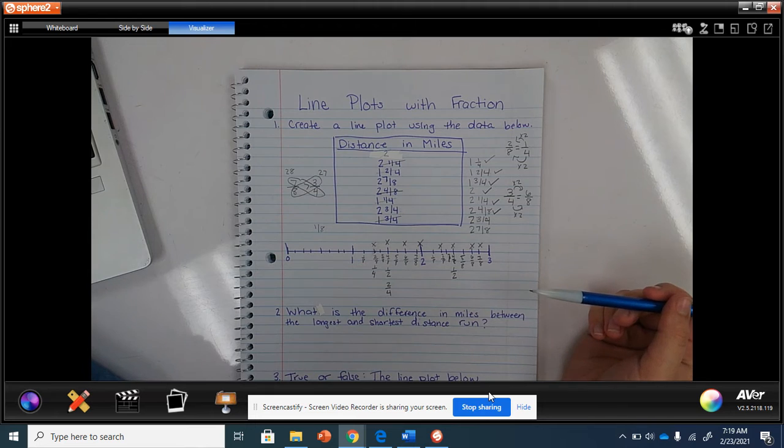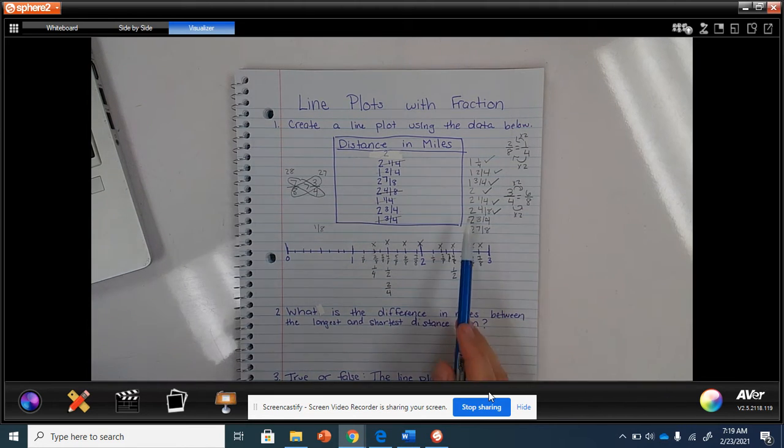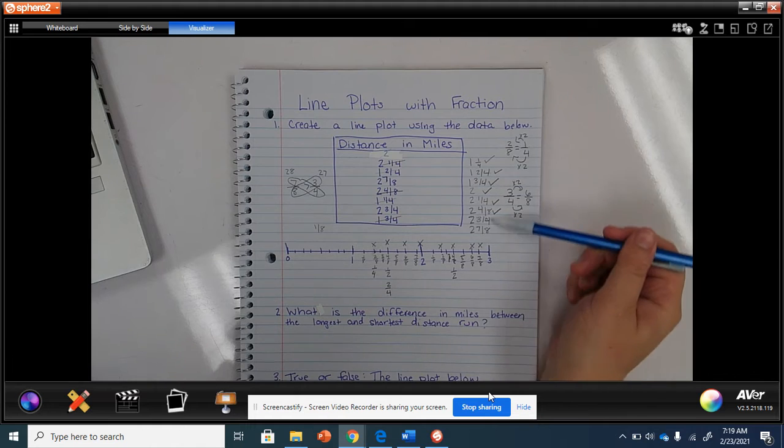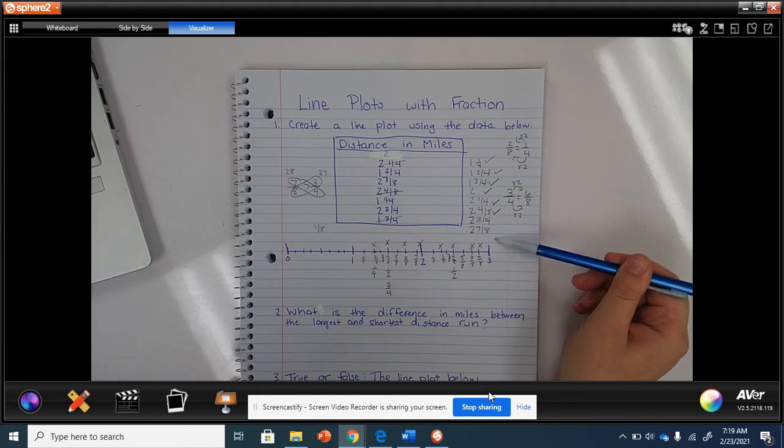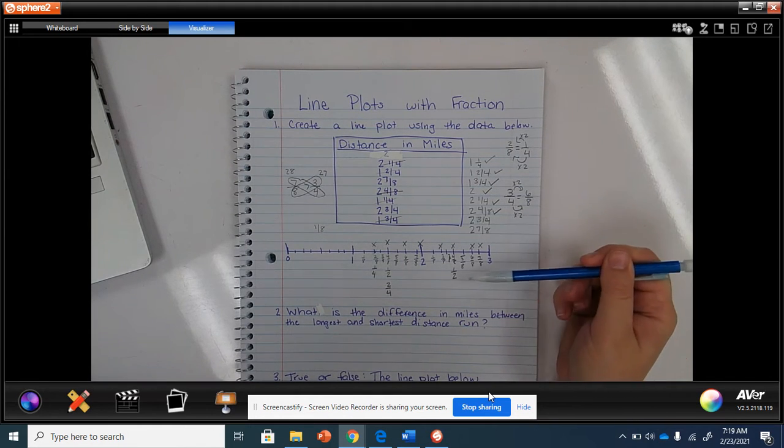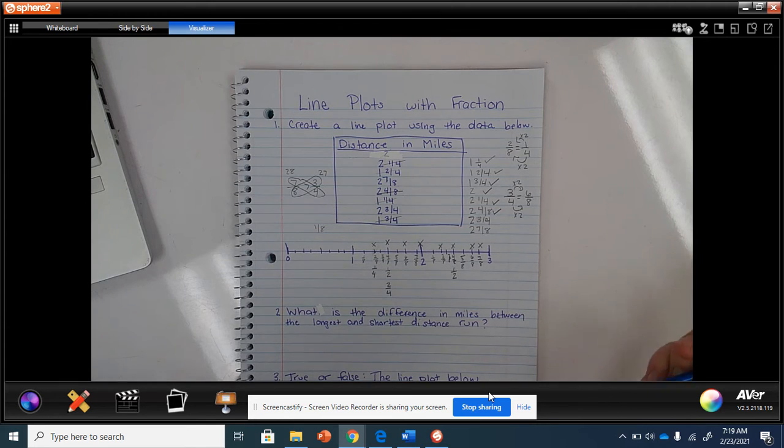So in your classwork today, you will see something similar. You're not going to have to make your own line plot, but you are going to have to look at the data and find the line plot that correctly matches it. So one suggestion would be to put them in order from least to greatest, or check to see if any of these are equivalent, and then be able to find the one that matches.